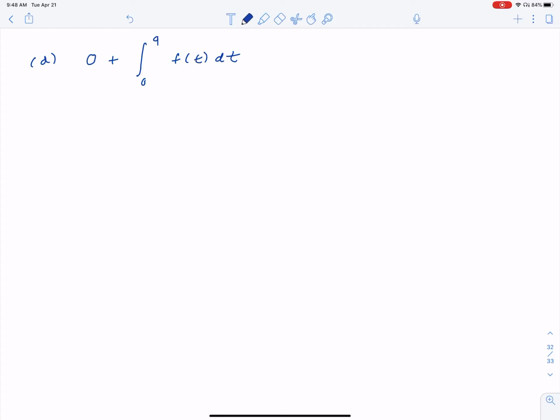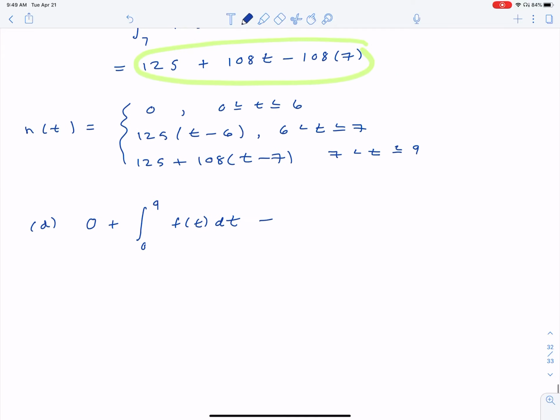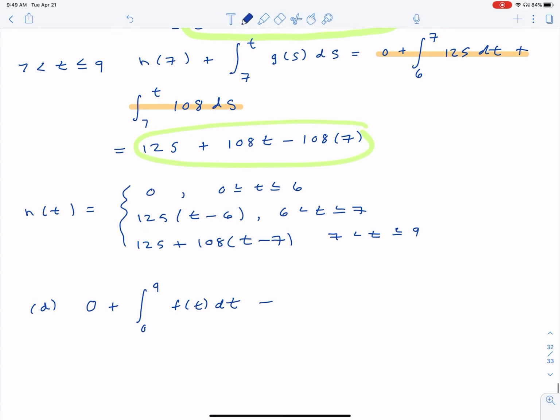So far, I've got the snow falling on the driveway. But now, what do I have to do? I have to remove the snow that she's removing at time 9. We've already come up with a function. This whole function right here represents the amount of snow she's removing, so I'm just going to take this and evaluate it at 9. Be careful. This represents the volume of snow being removed, where this was a rate of change, which is why we had to integrate it.